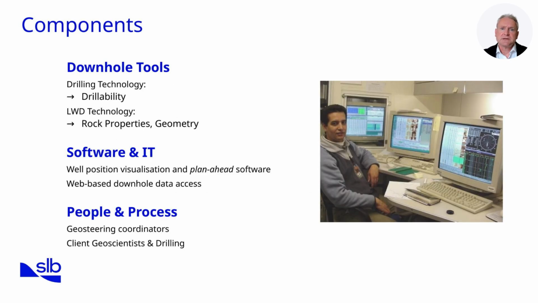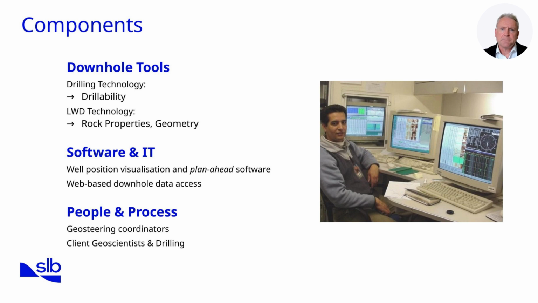Geosteering relies on three categories of components. Downhole tools are the first. Drilling technology defines drillability, while drilling tools measure rock properties and geometry in real time. Motors and rotary steerable systems allow precise trajectory adjustments while drilling. Software and IT form the second category. Well placement visualization software enables real-time interpretation, and plan-ahead models allow forecasting of upcoming geology. Web-based data access ensures that subsurface specialists at remote locations can support the operation.